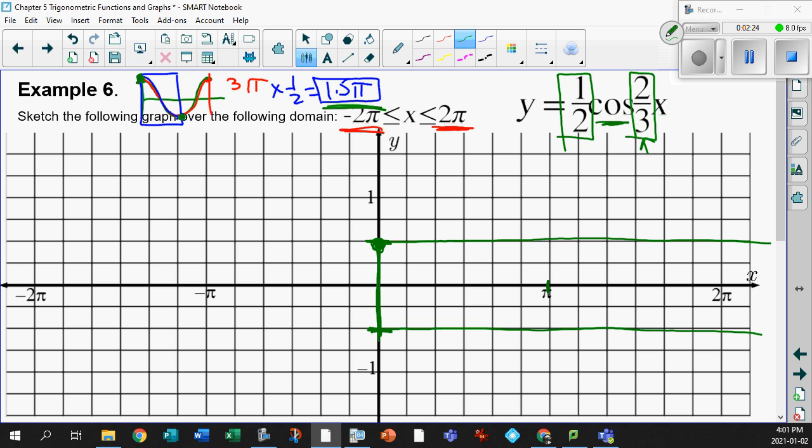So where is 1.5 pi? Well, there's pi. How many ticks is that? 1, 2, 3, 4, 5, 6 ticks to make pi. So if 6 ticks make pi, what's 1.5 pi? Isn't that just 3 ticks more? Right? Because half would be 1, 2, 3. So 1, 2, 3, 4, 5, 6, 7, 8, 9.